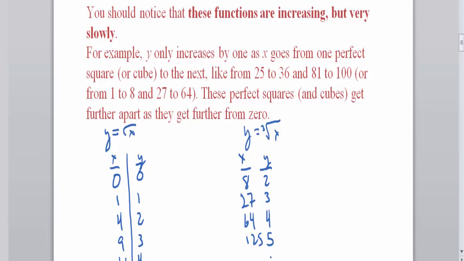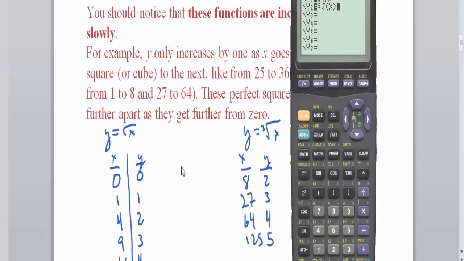So yes, y continues to increase, but it increases very, very slowly. It takes a long time for y to get to 5. It doesn't get to 5 until x is 125. So it's going to keep increasing, but it's just going to increase very, very slowly.